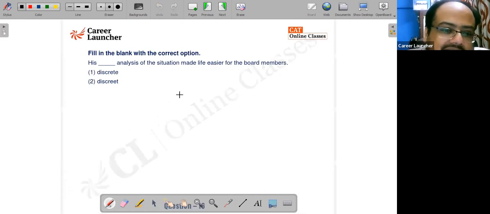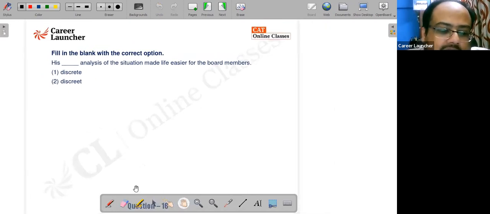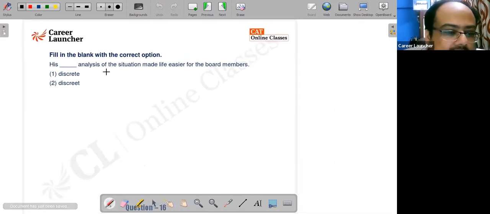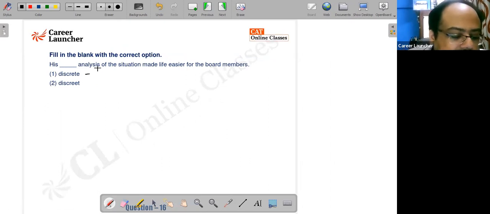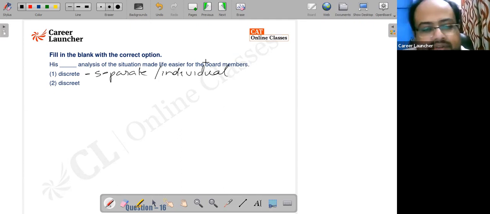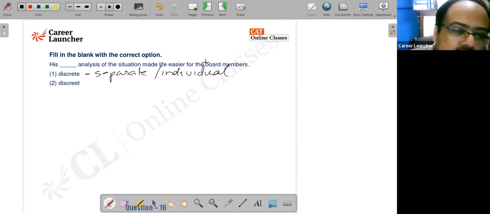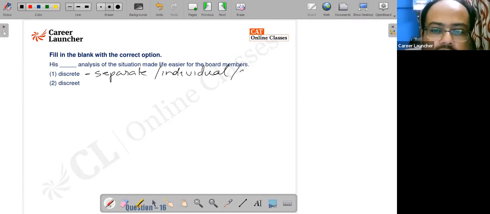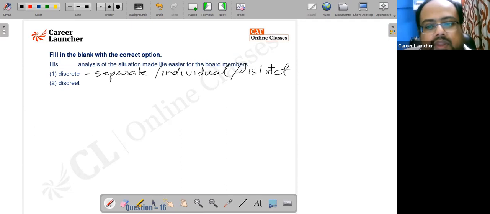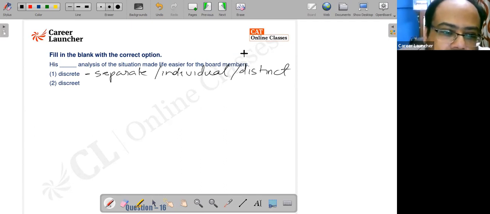Next question, discrete and discrete. This again is a pair of important words. The first option, where it says CRETE, this refers to separate or individual. Please make a note of this. Those of you who are not aware of the difference, the first option refers to separate or individual. Separate, individual, or you can also say distinct.